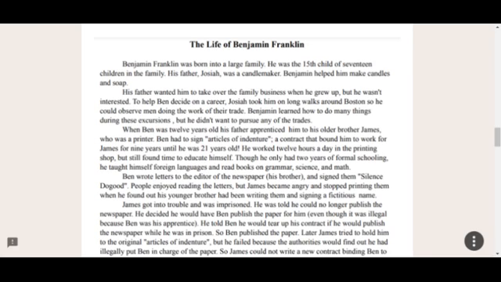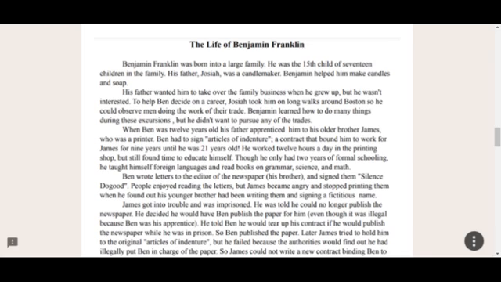To help Ben decide on a career, Josiah took him on long walks around Boston so he could observe men doing the work of their trade. Benjamin learned how to do many things during these excursions, but he didn't want to pursue any of the trades. When Ben was 12 years old, his father apprenticed him to his older brother James, who was a printer. Ben had to sign articles of indenture, a contract that bound him to work for James for 9 years, until he was 21 years old.